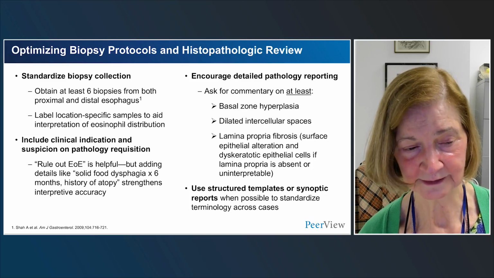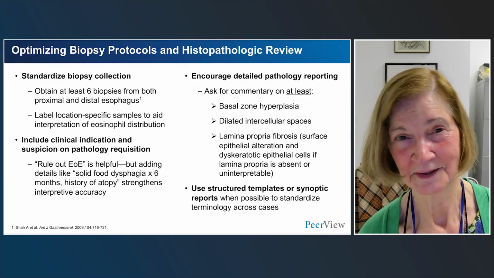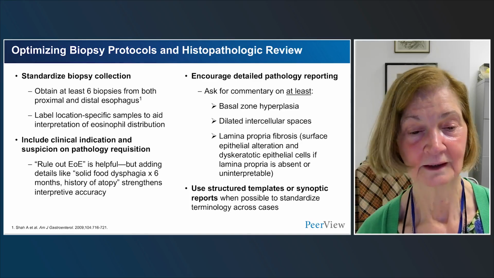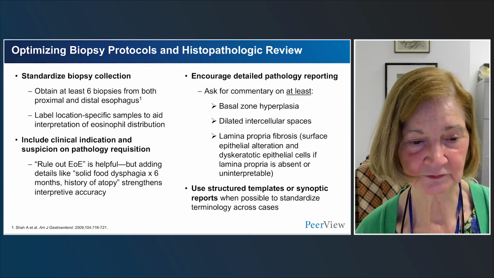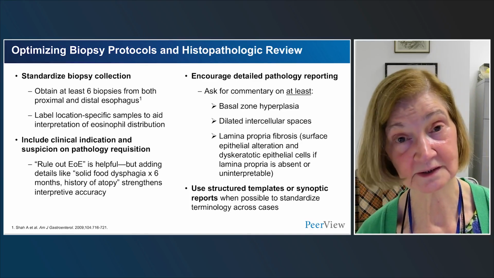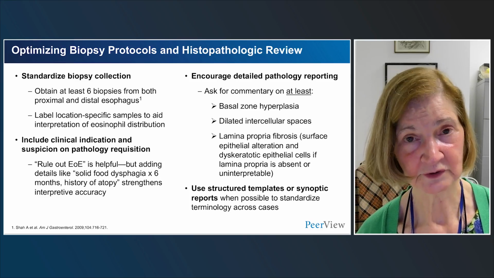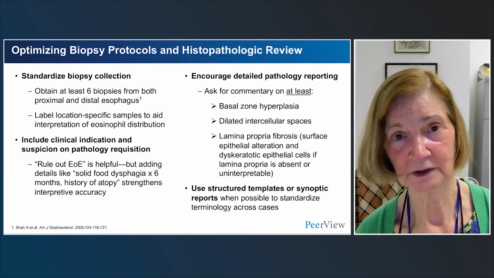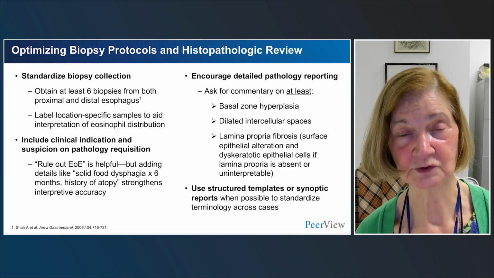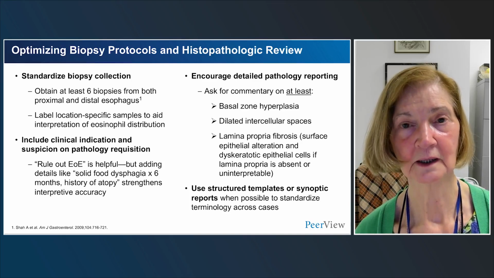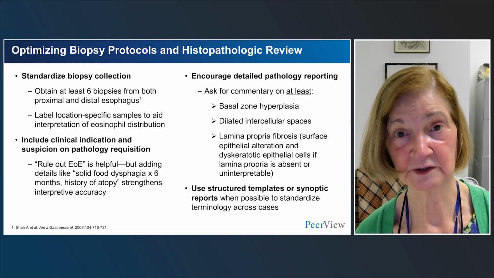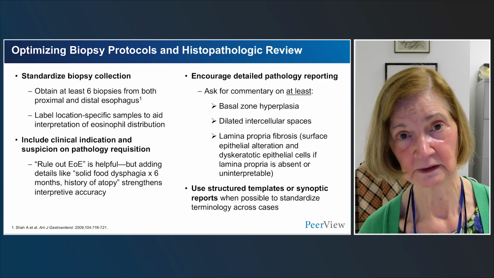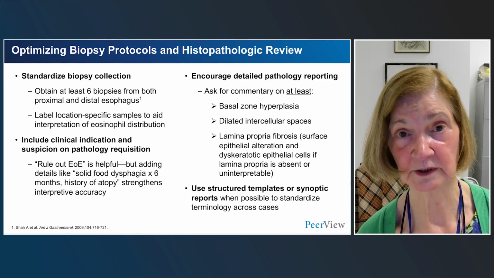So, including clinical indications is also important. Rule out EoE is fine. It is helpful. It's better than nothing. But having more details like solid food dysphagia for 6 months and especially history of atopy really strengthens the ultimately the pathology report because the pathologist is more likely to be more assertive about the possibility that this patient does not yet have a diagnosis of eosinophilic esophagitis, but that must be strongly considered in the differential diagnosis for this patient.